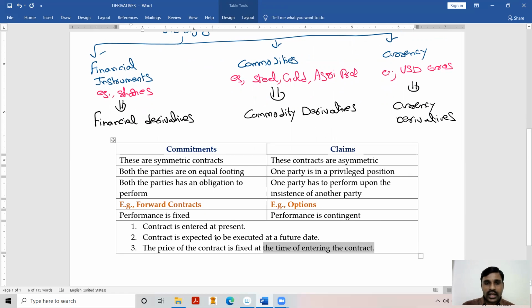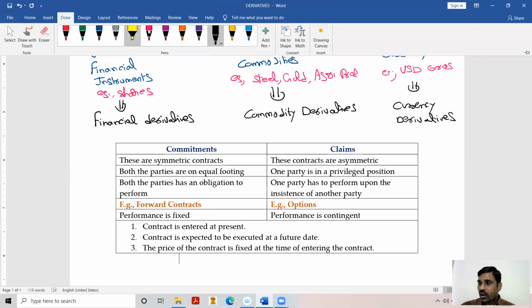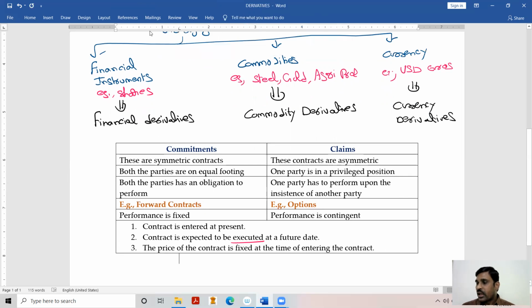But here, the contract is expected to be executed. Whether this execution will happen or not, that is the question mark. So the contract is entered today and the price is fixed today. Whether the contract will be executed or not: in a forward, execution is certain, here it is contingent. It may or may not be executed. That is the only thing.